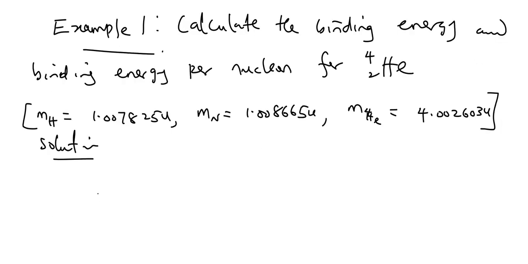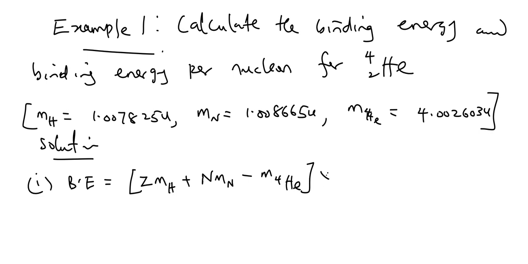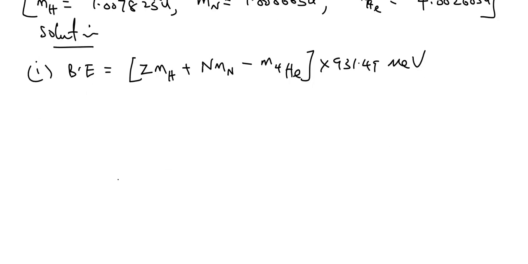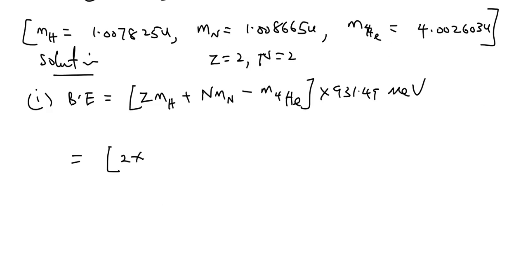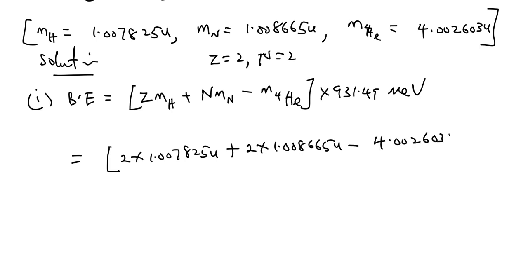Now, solution. This is a straightforward question. The binding energy, that's the first case, is Z mass of hydrogen plus N mass of neutron, then minus the mass of helium 4 in this case, then multiplied by 931.49 MeV. Now for helium 4, Z is 2, A is 4, then N is 4 minus 2, which is also 2. So Z is 2 multiplied by m_H, which is 1.007825 U, plus N is 2 multiplied by 1.008665 U, minus the mass of helium 4, which is 4.002603 U, then multiplied by 931.49 MeV.